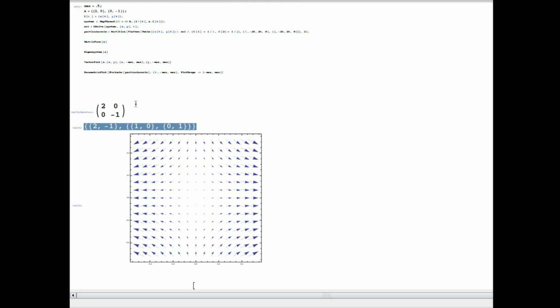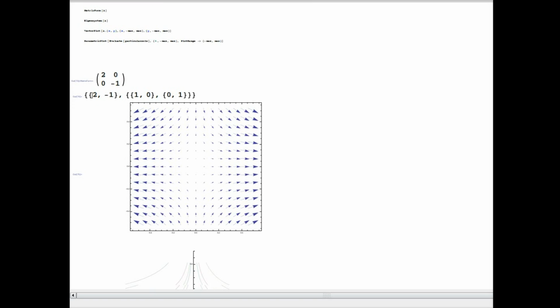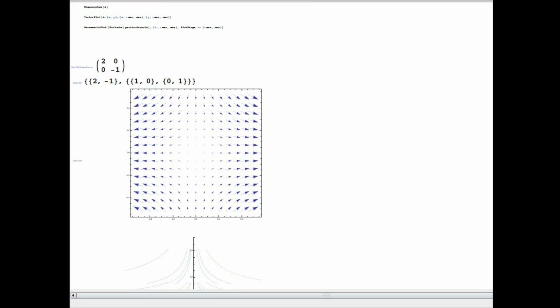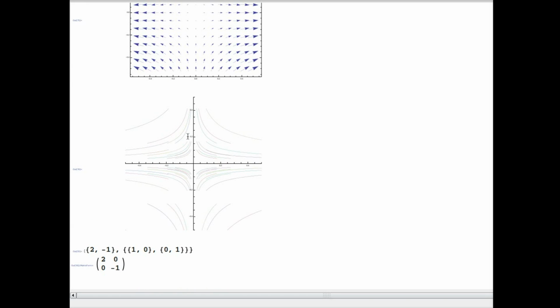Okay, well, I've jumped to another example here. I've taken the matrix with entries 2 and minus 1. You all know its eigenvalues are 2 and minus 1. That's what I'm being told here. And the eigenvectors are 1, 0, and 0, 1. And this is the vector field. And you can see it's going out along the x-axis, and the arrows are pointing in along the y-axis. And here are the corresponding trajectories.